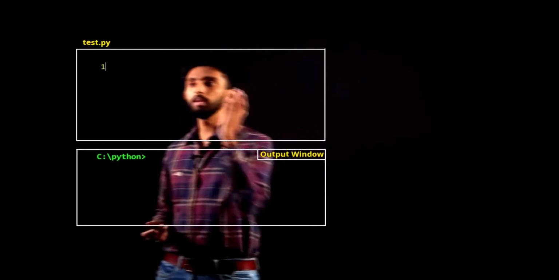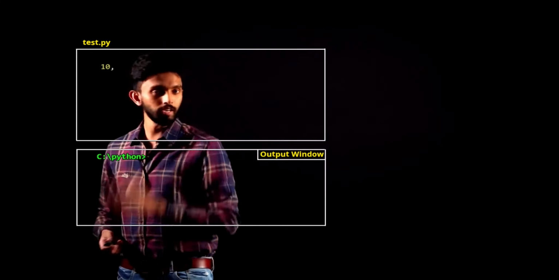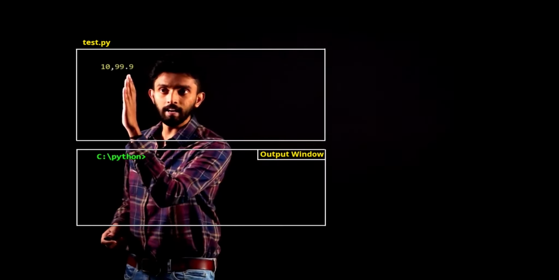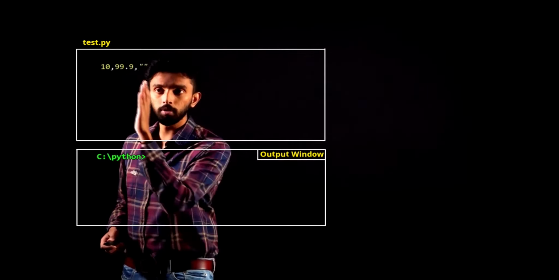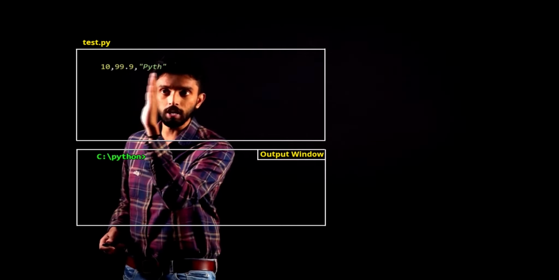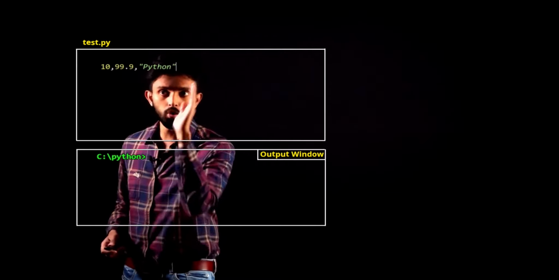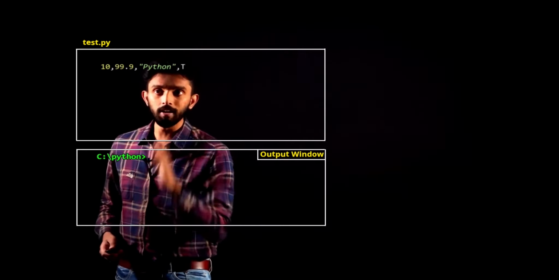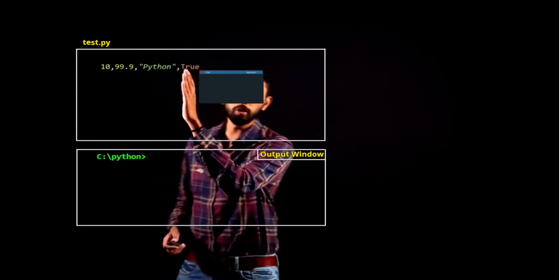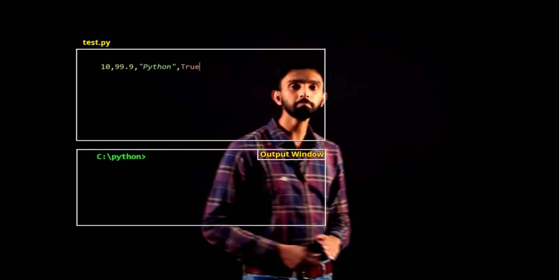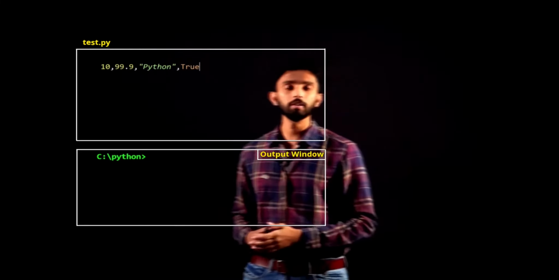So let me just bring back the screen, and here I am going to store a heterogeneous collection of values like this, watch it. Maybe I will begin by telling 10, which is an integer, comma 99.9, which is a floating point number, comma within double quotes a string, Python, so this is a string value, comma maybe also a Boolean value which is True like this, and I have told you T must always be capital. Any confusion till here?